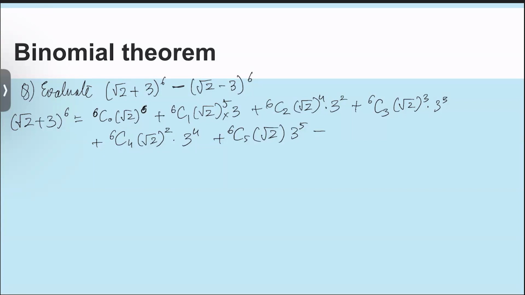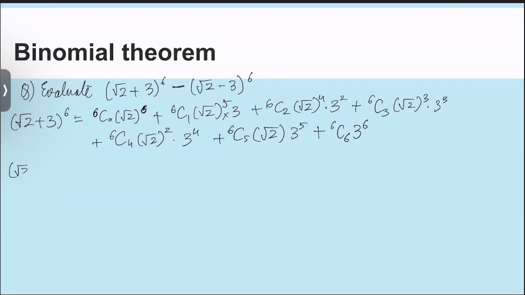Oh sorry, I forgot to change the sign. Actually, no, this is addition itself, sorry. So the next one is 6C6, and this is 3^6. Root 2 is raised to 0 over here, so it is 1.